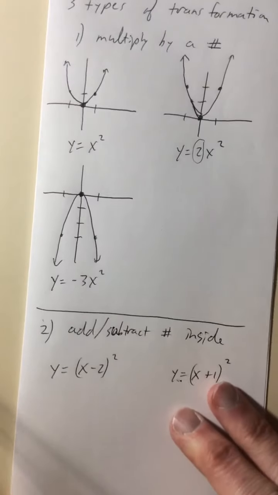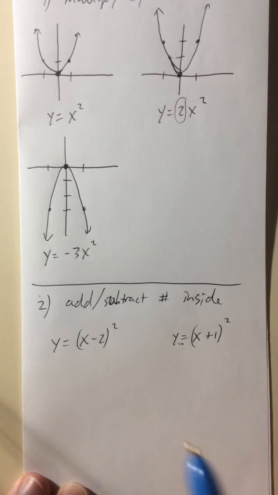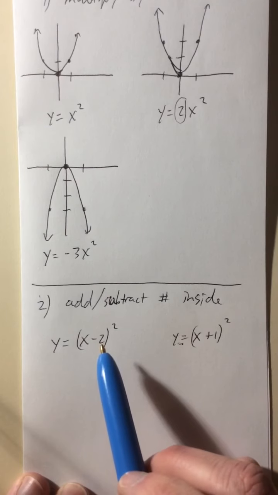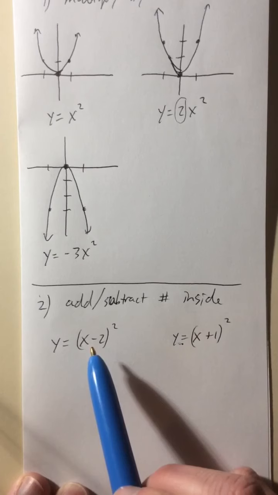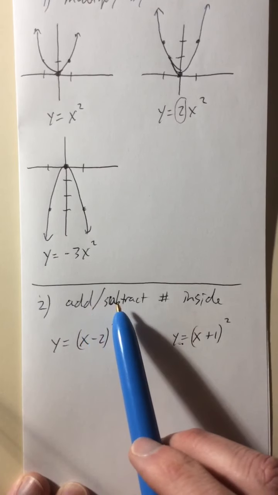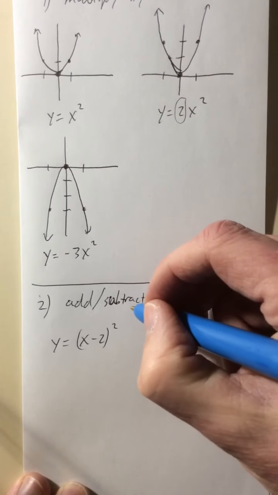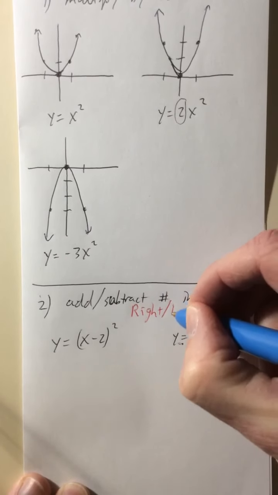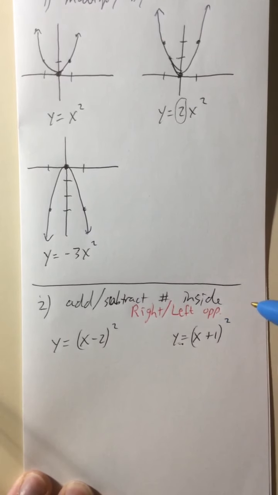Our next transformation is going to involve adding or subtracting a number on the inside of the function. You can tell it's on the inside because there are going to be parentheses and some stuff happening on the inside of the function. This one's just a little bit tricky because it does the opposite of what you think it should do. So when we add or subtract a number on the inside, it goes right or left. I'm going to remind you that this is all about going right or left, opposite of what you think.